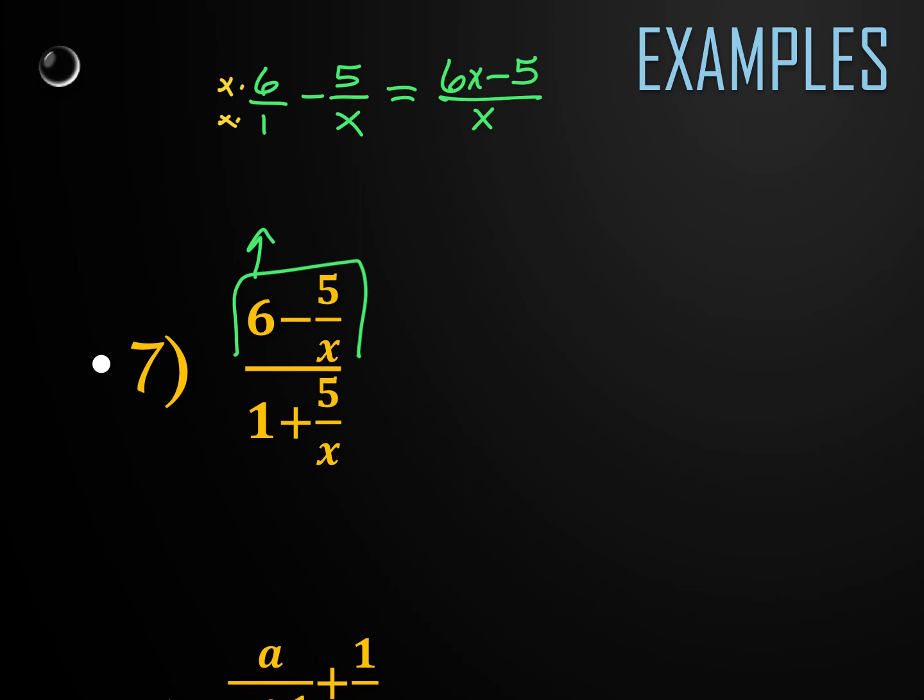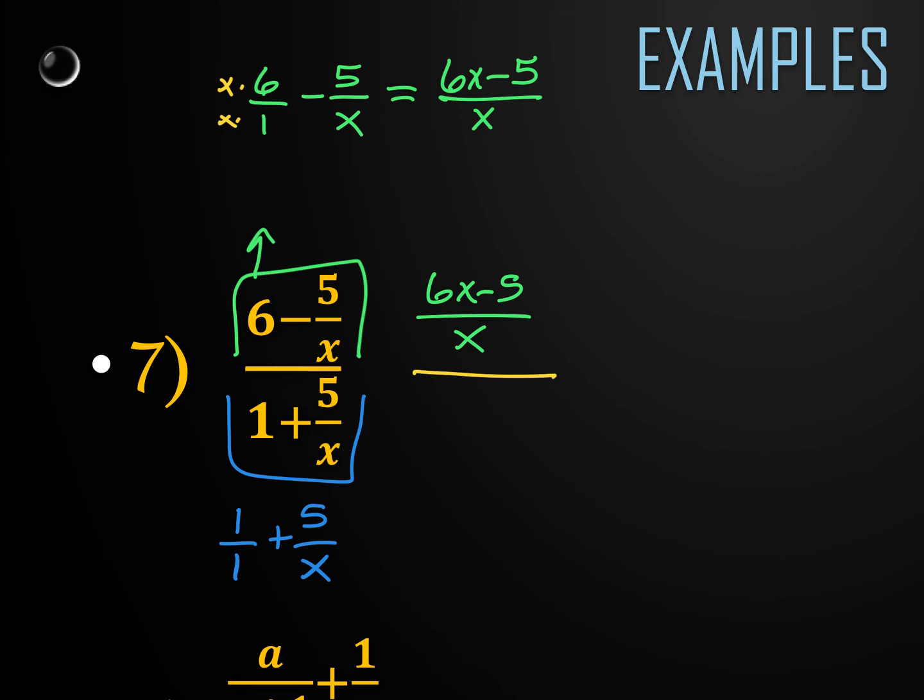All right, so the numerator is now 6x minus 5 over x. I still have my fraction bar here. I now need to simplify the denominator. So I can put 1 over 1 plus 5 over x. Again, same scenario. My common denominator is the x. So I'm going to times this fraction by x. So then this becomes 1x, or just x plus 5 over x. And then that's what I'm going to fill in underneath here. So x plus 5 over x.